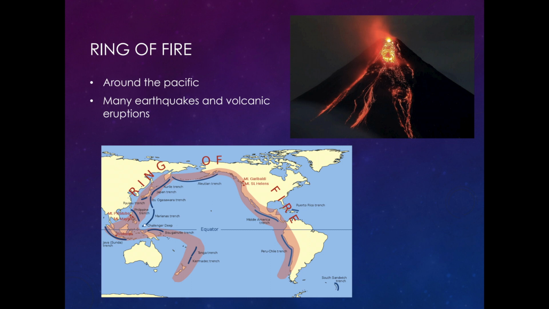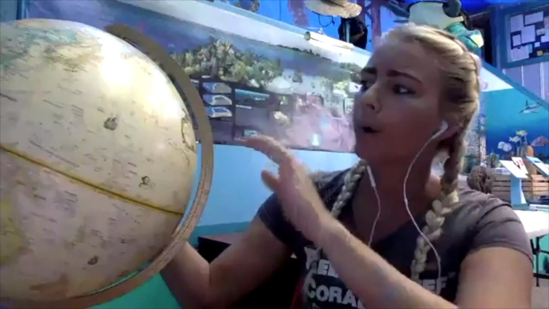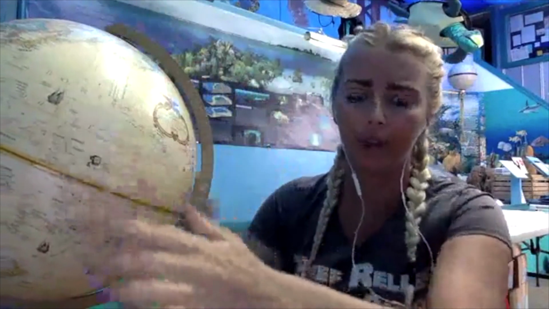This area is called the Ring of Fire because the tectonic plates here create a lot more earthquakes and volcanic eruptions. We do still have volcanoes and earthquakes in other parts of the world, but they're very, very common in this area. If you live in those areas, you probably understand that already.